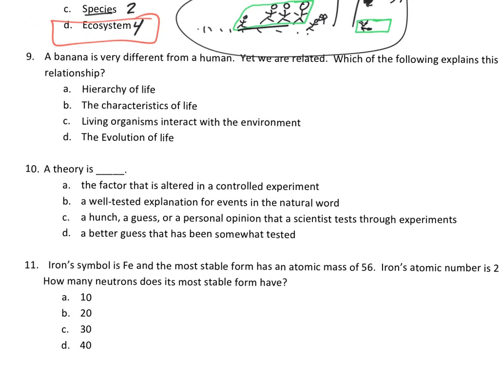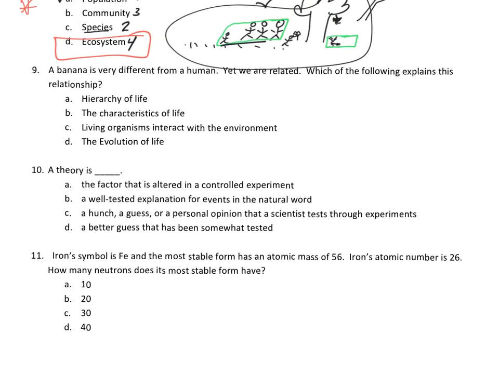All right, a banana is very different from a human, yet we are related. Which of these explains that relationship between kinship and diversity? Which is it, do you know? The evolution of life. Evolution of life is the right answer, yeah. So I'm going to email this to you in a YouTube video, so you don't have to record it or take pictures. So you can, but it's kind of wasting space. So evolution of life. The evolution of life is this idea that explains how you can be related to a banana, and yet both you and the bananas are different.